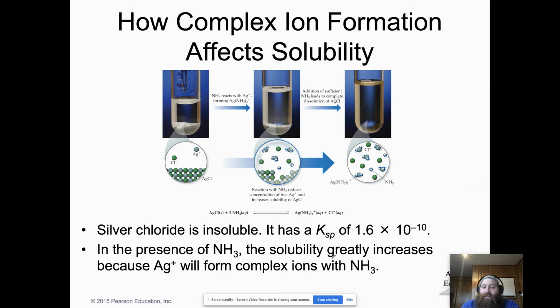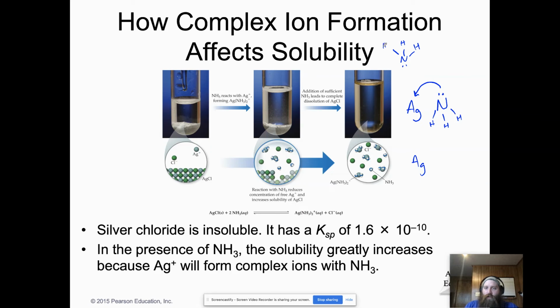So silver chloride is typically insoluble. Its KSP is 1.6 times 10 to the negative 10th. However, if you put ammonia into the solution, then the solubility will really increase because silver and ammonia can form a complex together. Well, how does that work? Here's silver and here's ammonia, and we know that ammonia has a lone pair. And so I can form a complex here and get this Ag, and it actually forms with two of them.